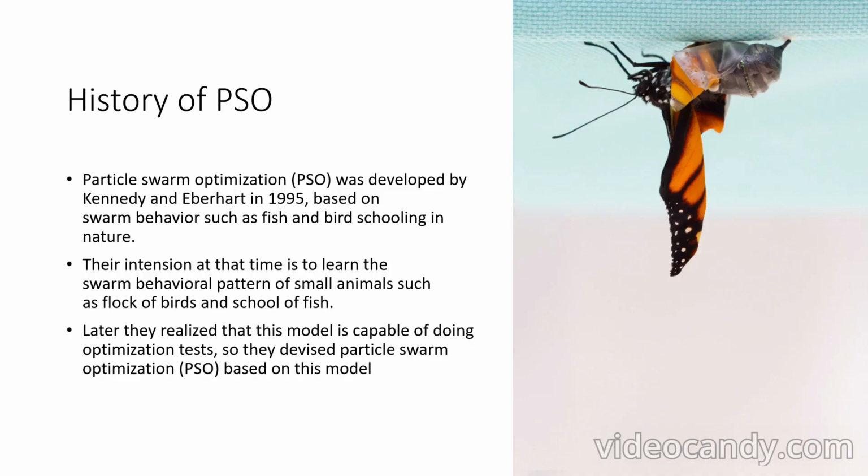So particle swarm optimization was developed by Kennedy and Eberhart in 1995. It was based on the swarm behavior of fish, birds, ants, etc. This swarm behavior has been studied for many years, and from the behavioral pattern of these small animals, they have developed this particle swarm optimization technique.